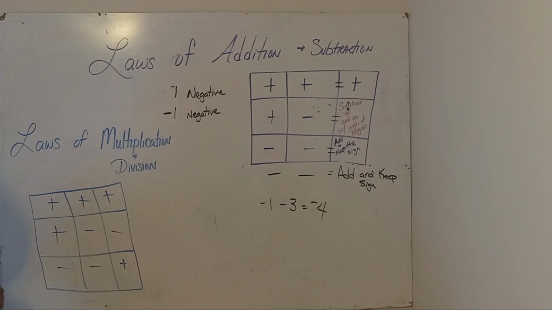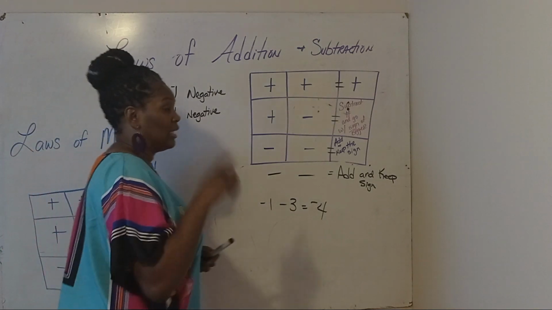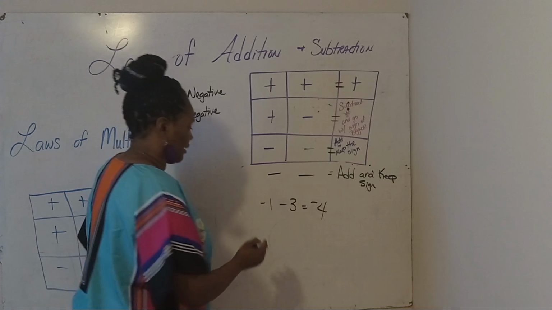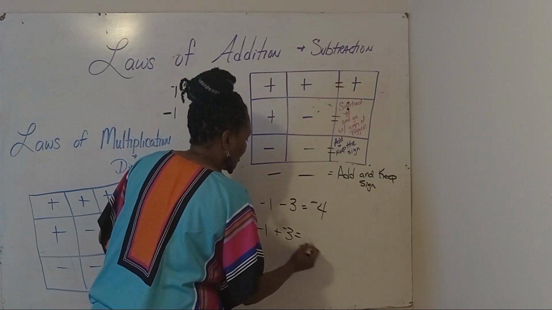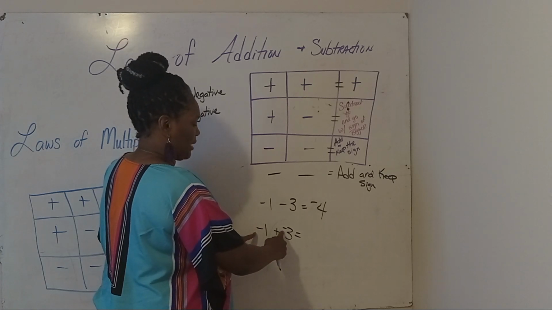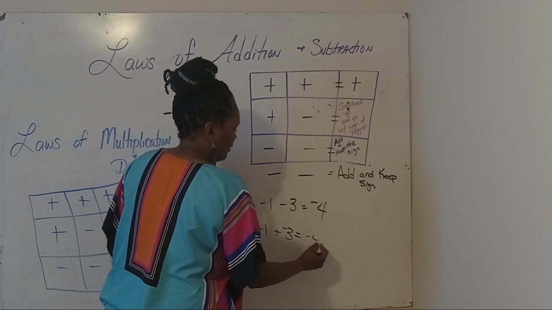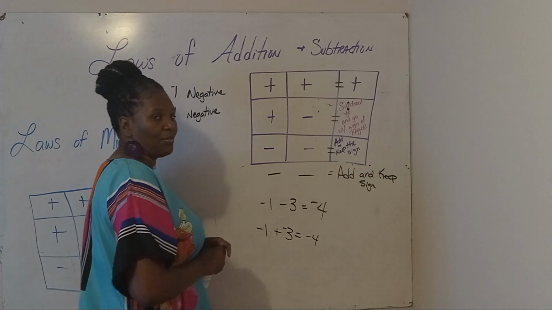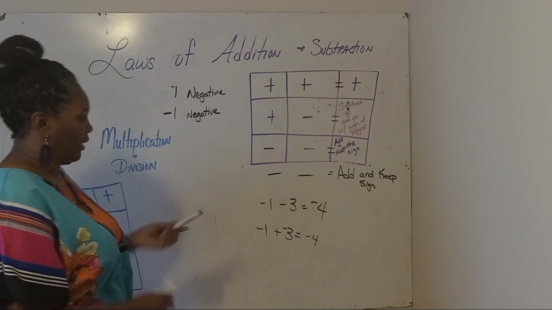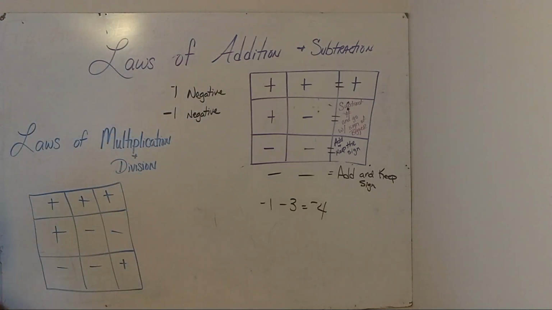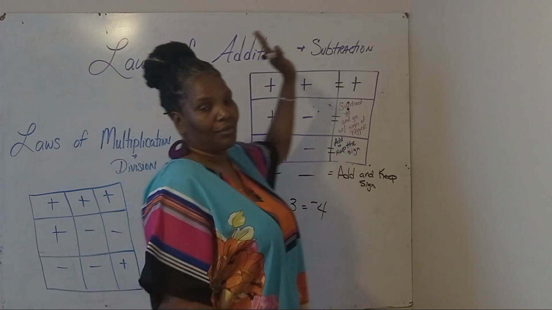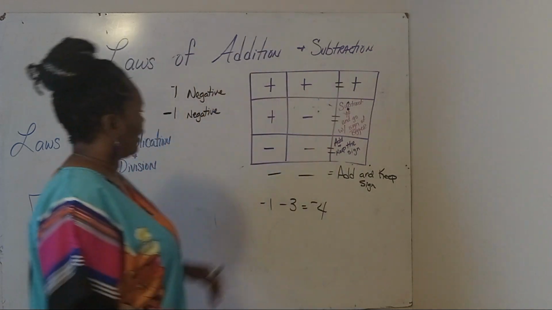That's all that means. Now, later, you will see it may look like this. -1 plus -3. They got the same sign. Keep the sign of the big, keep the sign. Okay? But for right now, this is all you need to know. Alright? So that's the laws. That's the law of the signs with addition and subtraction.